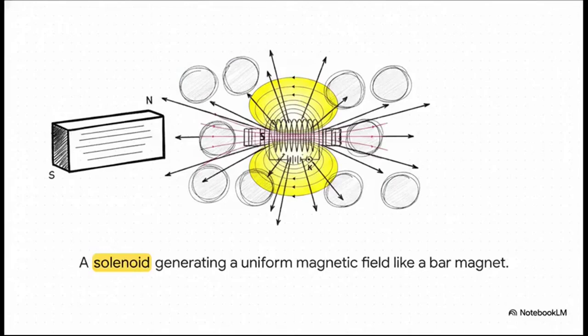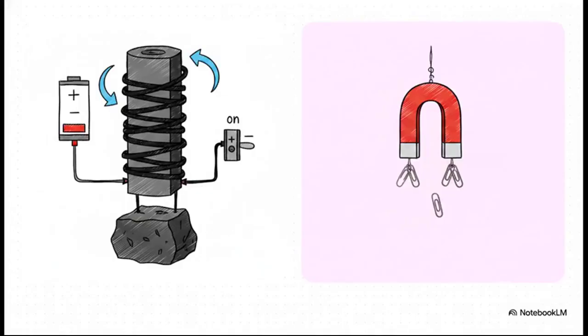Let's take that idea one step further. If you stack a bunch of those circular loops together into a tightly wound cylinder, you get what's called a solenoid. Inside that coil, the field lines are perfectly parallel and straight. That indicates a really strong, uniform magnetic field that mimics a traditional bar magnet flawlessly, complete with its very own north and south poles.